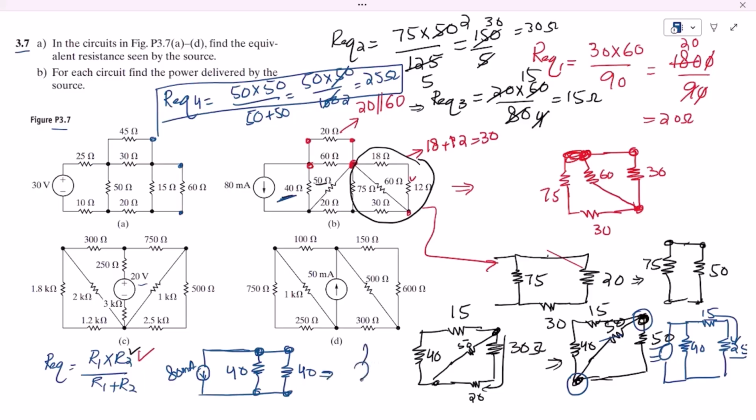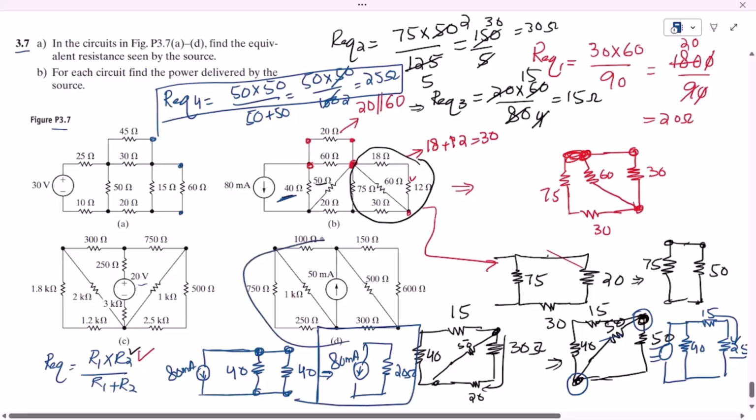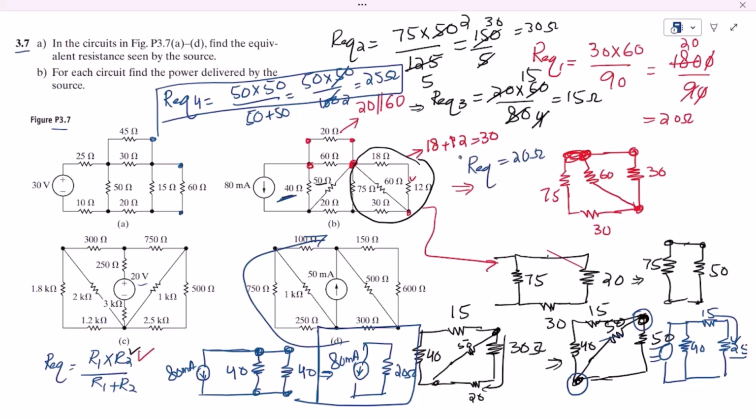So this will be only one resistor, which is 20 ohm, and this is the 80 milliamps. This is the equivalent circuit of this B, where our equivalent is 20 ohm. In order to find the power provided by this 80 milliamperes, P is equal to I square R.